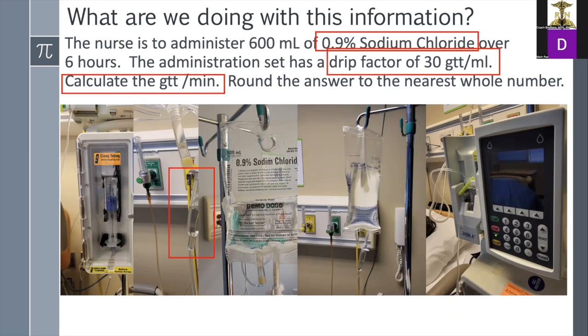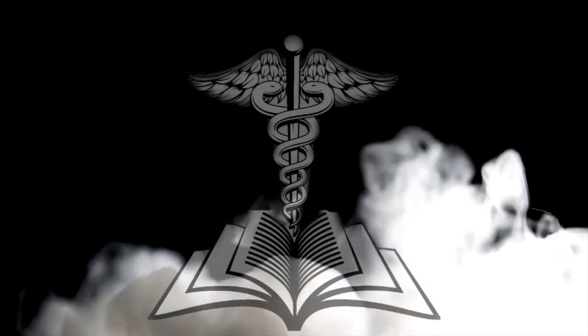Okay, so there is no standard conversion because each of the tubing sizes is different. So if they want me to solve for drops per minute, I have to have a drip factor. We'll pick up the rest of the practice questions in the other video.